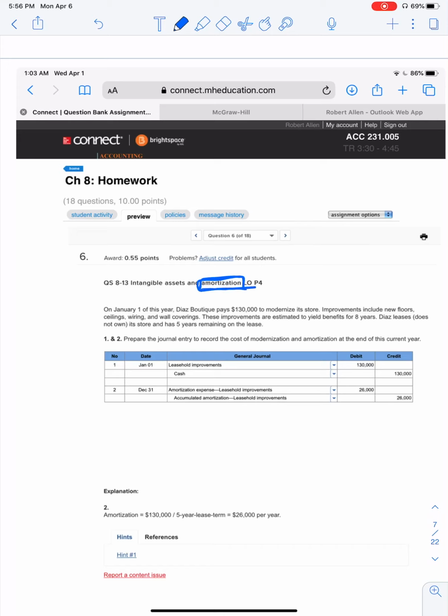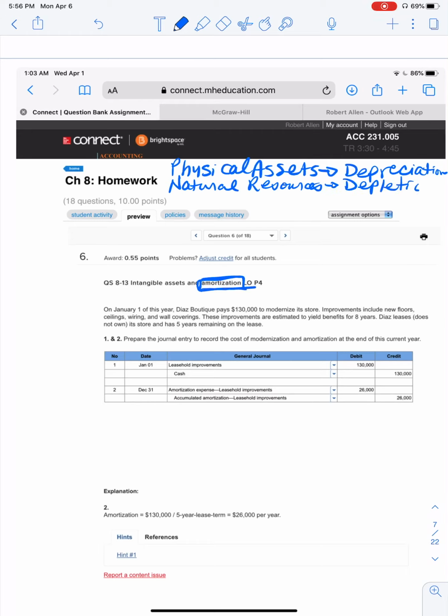So just to recap, when we're dealing with physical assets, the systematic devaluation there is called depreciation. When we're dealing with natural resources, the systematic devaluation is referred to as depletion. And when we're dealing with intangible assets, that systematic devaluation is known as amortization. Okay, so that's all we see here.